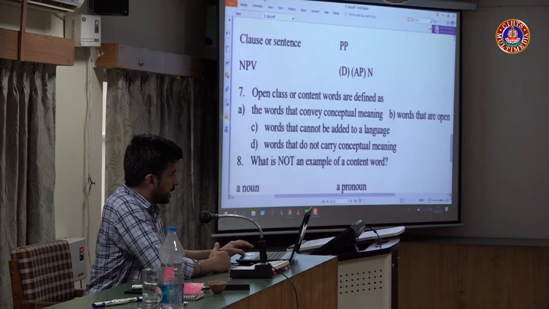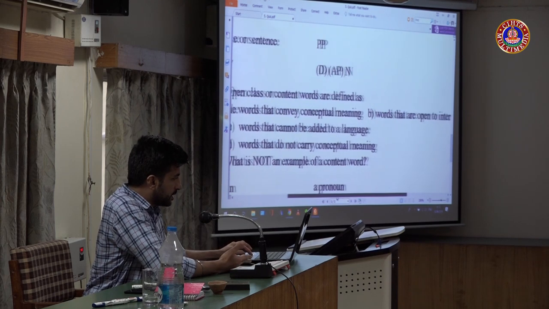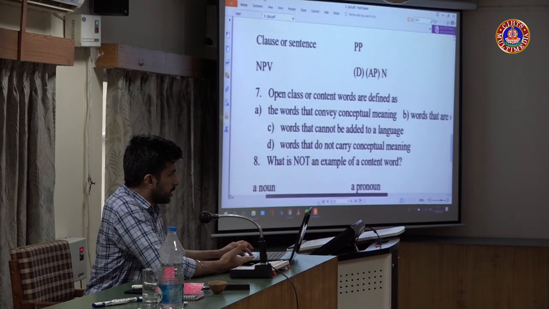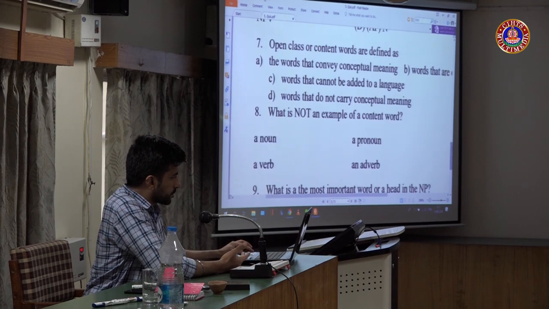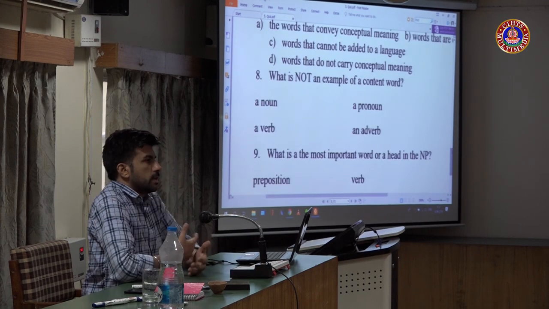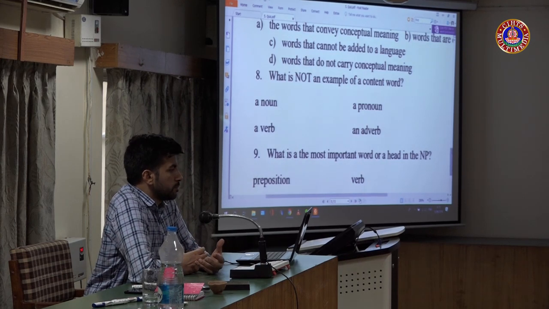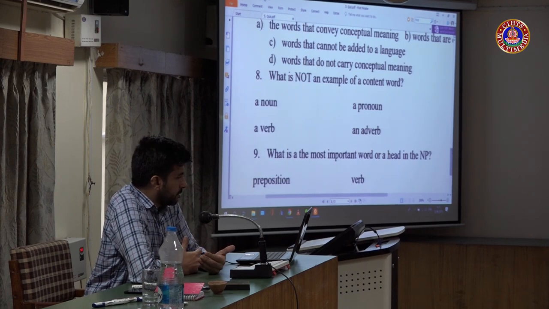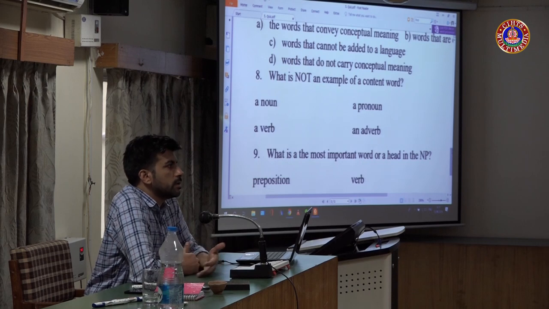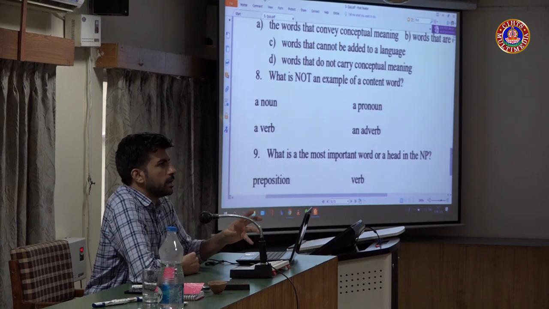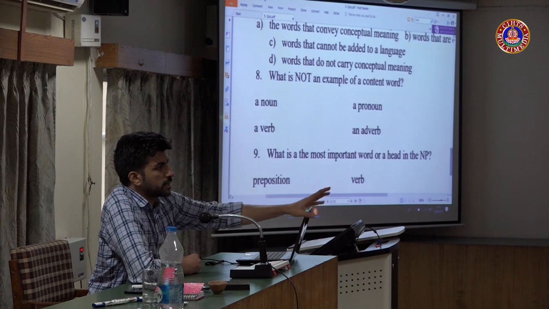The words that convey conceptual meanings are called content words. Just like a poem has content, a sentence has content. What is not an example of a content word? So, a content word is that which carries some meaning. Pronoun is a replacement of a noun. Noun has a meaning, verb has a meaning, adverb also is the meaning of the verb. But a pronoun by itself has no meaning, it is only replacing the noun.